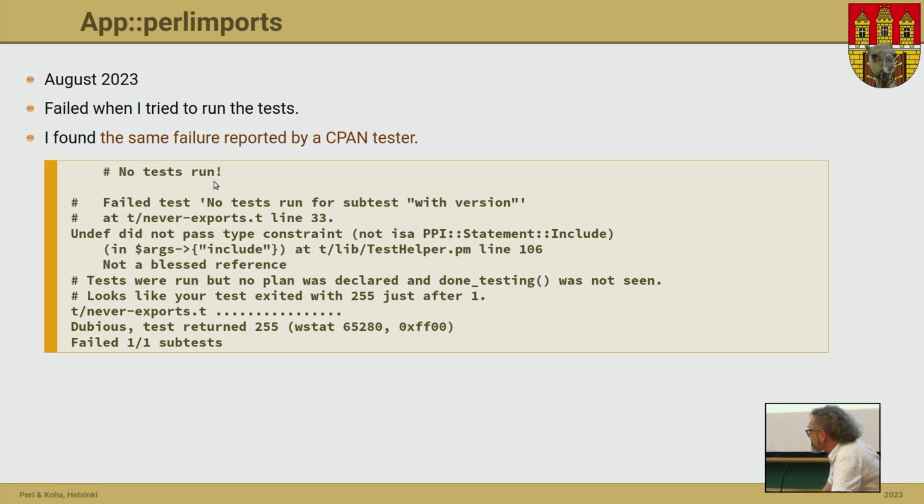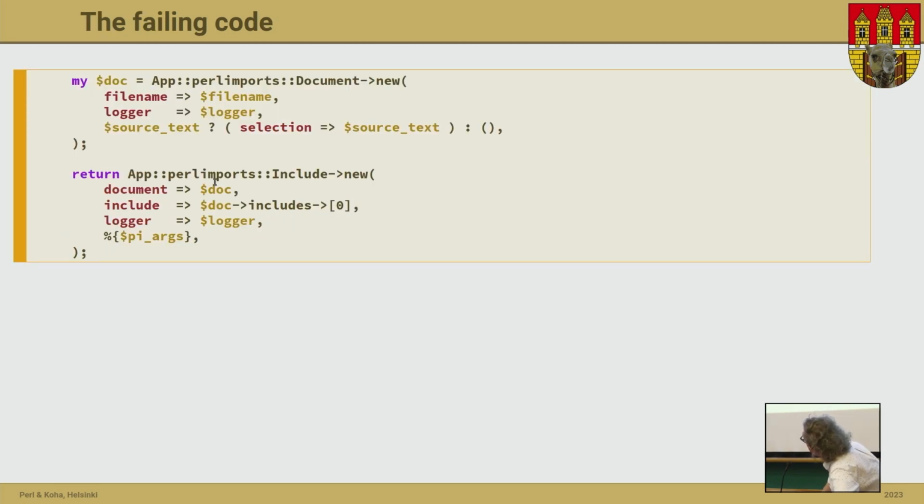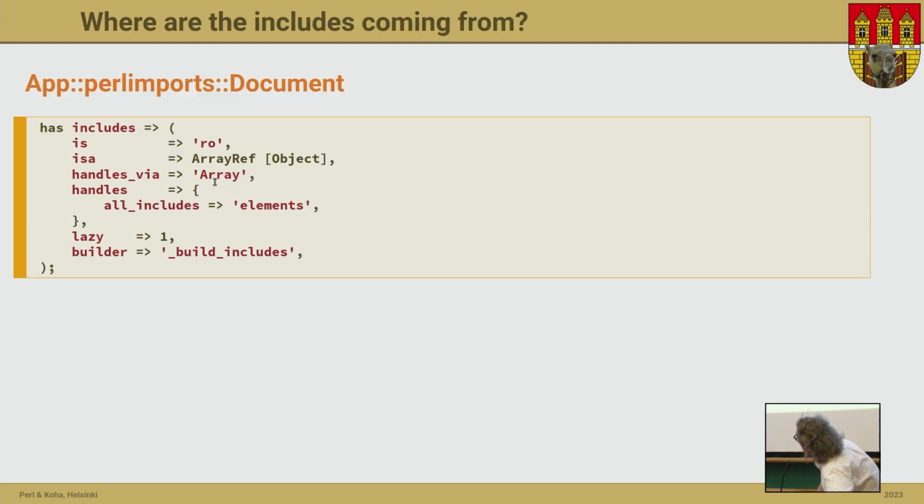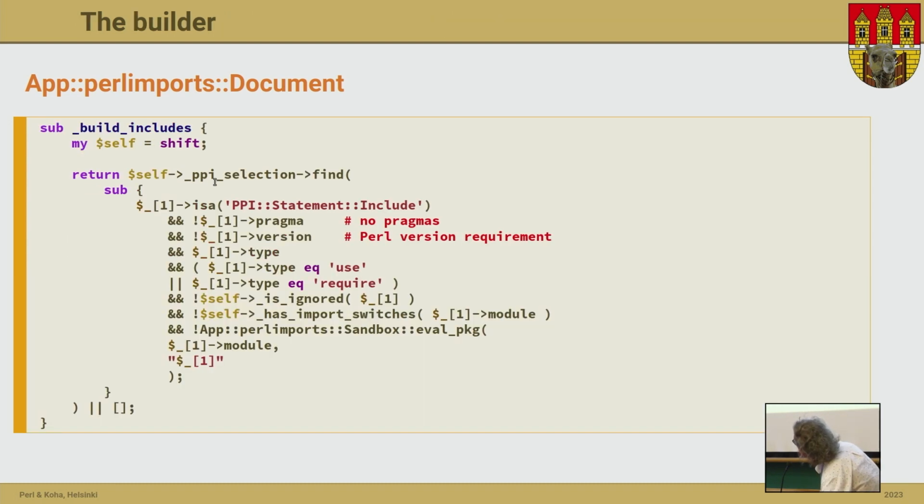I found one of the CPAN testers had a similar problem. So I started to dig into it, and I found out that the problem is with the doc's includes. So there probably were no includes at all. So I tried to find out how this document, which should have these includes, is created. I discovered that it has a builder. It uses Moo or Moose, I don't remember. And the build includes has this long sub inside. But for us, the important part is the last 3 or 5 lines or something like that.